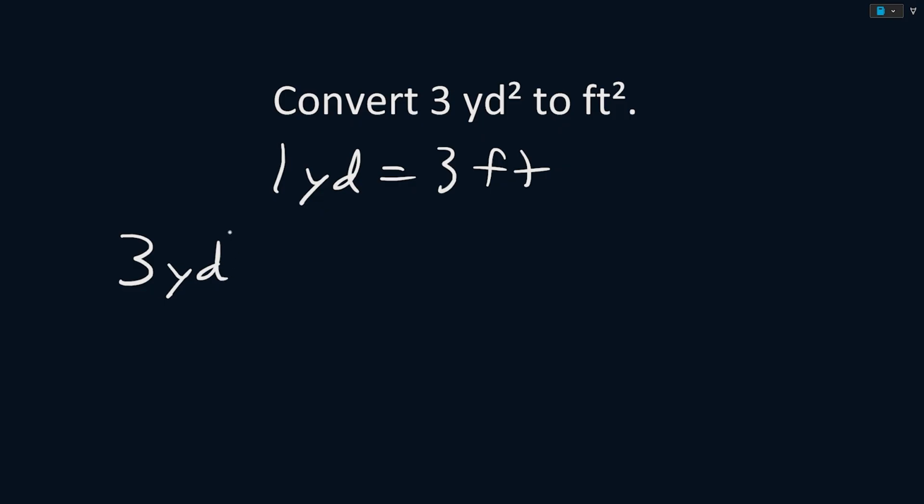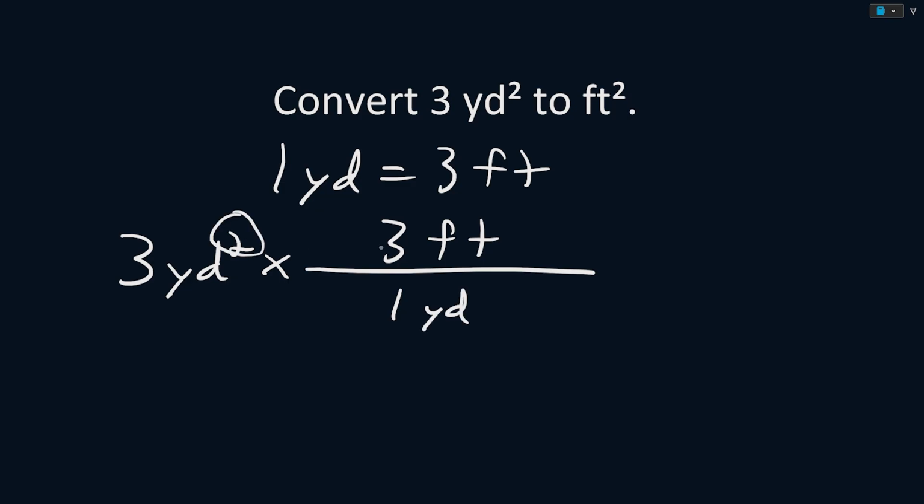Convert 3 square yards into square feet. First, we need to understand the relationship between yards and feet. This is that 1 yard is equivalent to 3 feet. So to convert 3 squared yards into squared feet, we need to multiply through our conversion factor of 3 feet per 1 yard. Since the yards are squared, we need to square our conversion factor.